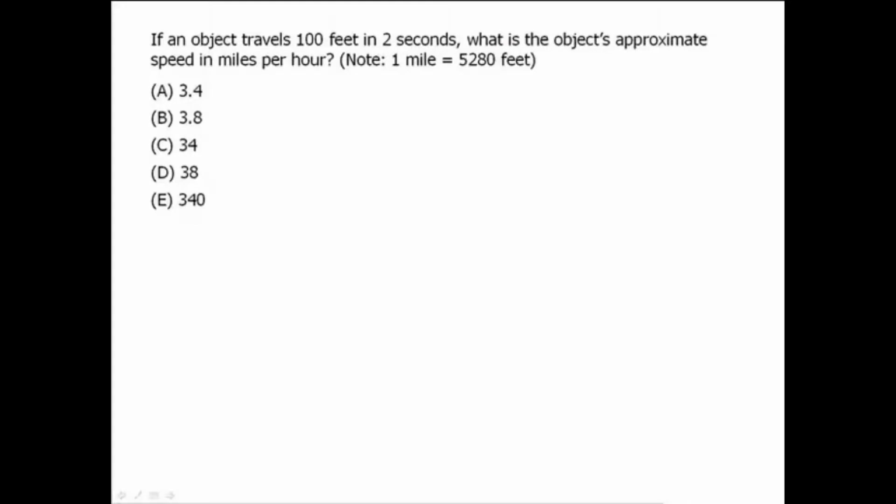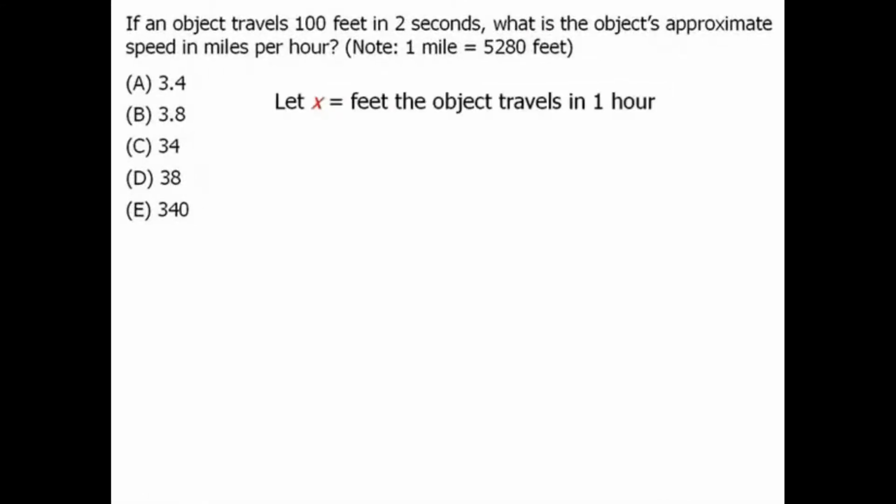We can solve this question using ratios. Let's let X equal the number of feet the object can travel in 1 hour. And we'll set up our ratio as follows. We'll compare the number of feet traveled with the number of seconds elapsed. So we're told that this object can travel 100 feet for every 2 seconds.